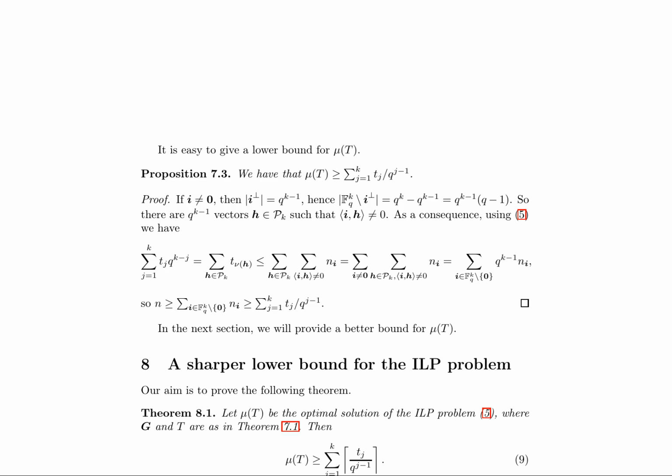A sharper lower bound for the ILP problem is provided in theorem 8.1, where n_ILP(T) is shown to be greater than or equal to the sum of ceiling(Tj / q^(j-1)), over j from 1 to k, where Tj are variables in the ILP problem and k is the dimension.